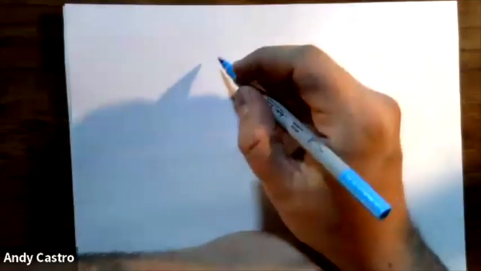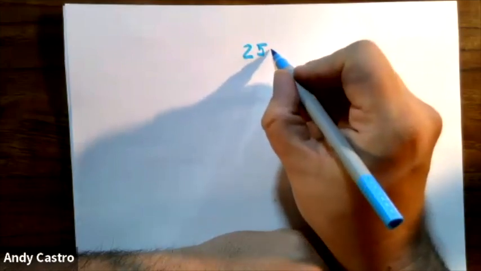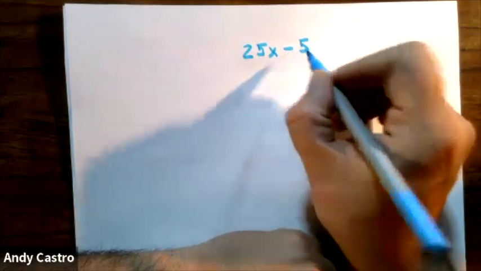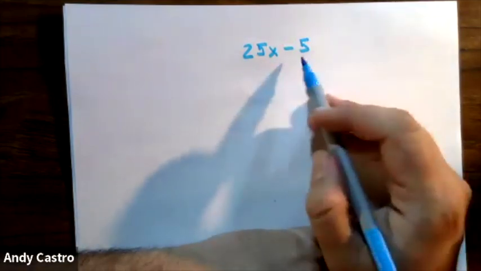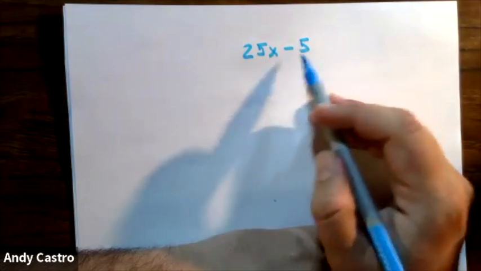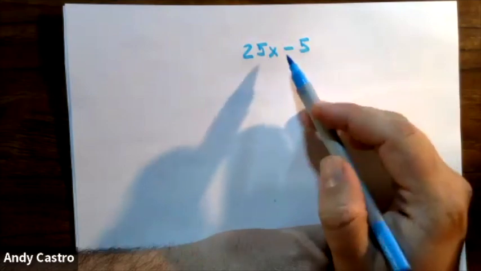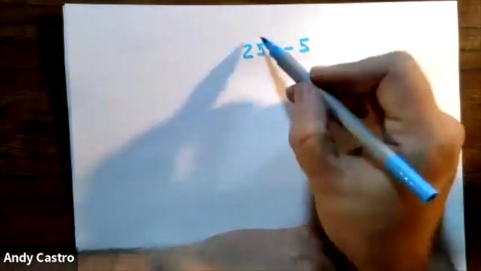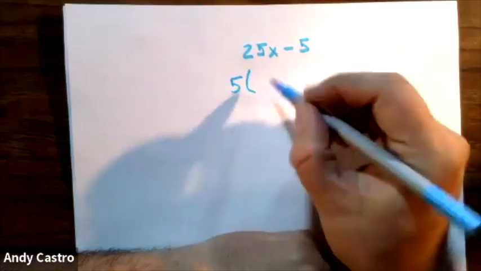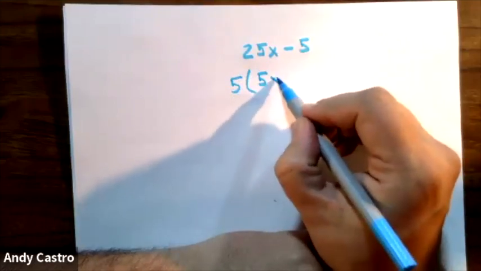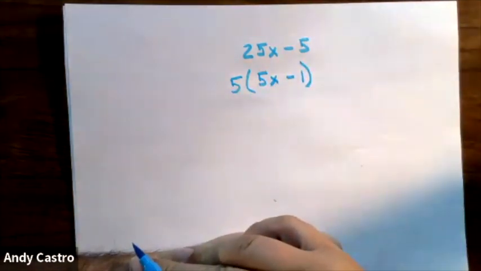So first, let's look at 25x minus 5. And let's go ahead and factor out the common factor here. This is not the difference of two squares. We can't do any grouping here. And this isn't a trinomial quadratic. There's no degree 2. It's not a quadratic. But what I can factor out is a 5. And I'm left with 5x minus 1. That's just factoring out the common factor.